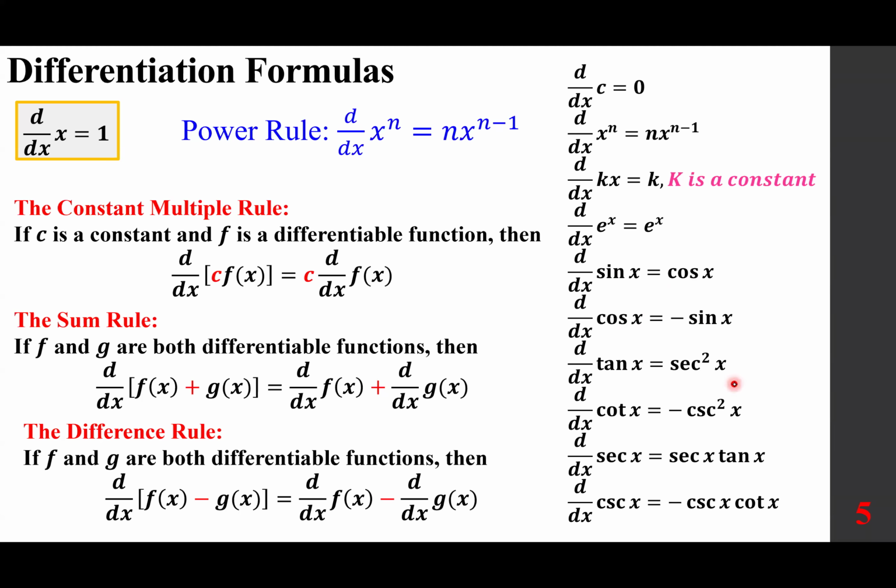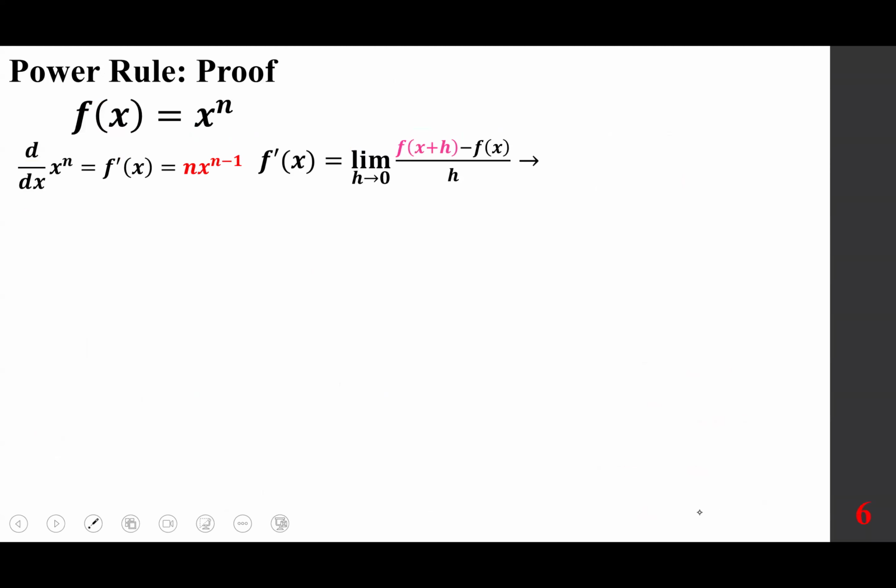We'll look at the rest later. I'm going to quickly mention it. The derivative of tan x is secant squared x. The derivative of cotangent x is minus cosecant squared x. The derivative of secant x is secant x tan x, and the derivative of cosecant x is minus cosecant x cotangent x. And now, we want to look at the proof of the power rule.